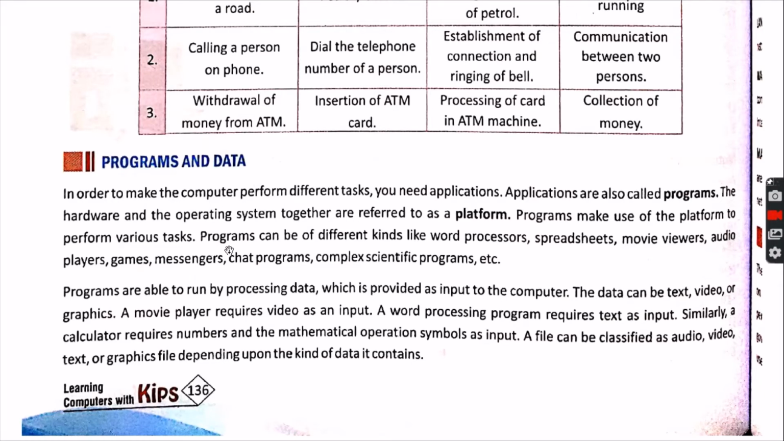So programs can be of different kinds like word processor, spreadsheet, movie viewers, audio. These are called application software. Chat programs, complex scientific programs, etc.